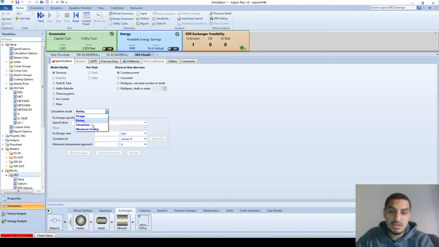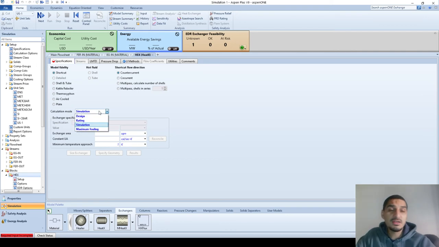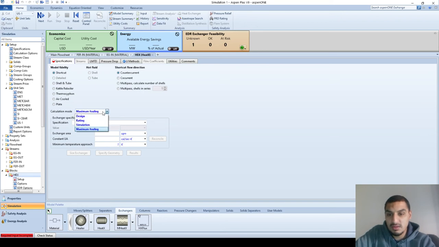This is the output that you get. For the simulation, you are not asked to provide any information about the exit temperature, but you need to provide information about the heat exchanger itself, the exchanger area, the heat transfer coefficient, and the temperature approach. And it's going to do simulation and calculate the temperature that is coming out of the other side. And finally, the maximum fouling. It's like rating, but in this case, you are not checking if it's suitable or not. You are trying to know how much fouling is allowable using this design, or the specs that you're providing. In our case, we are interested in design.